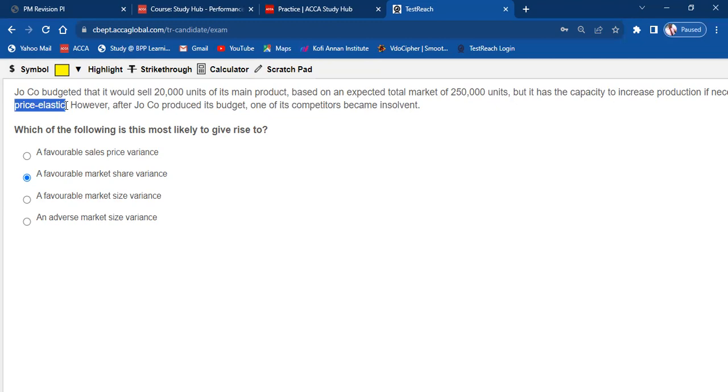calculate. You know how to calculate price elasticity of demand. The examiner is not interested in that here. You learned how to calculate market share, market size variance. He's not interested in that here. But of course, if you have forgotten, revise them with questions. Right. So I'll go for option A.